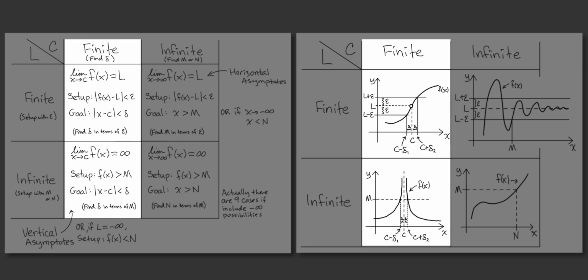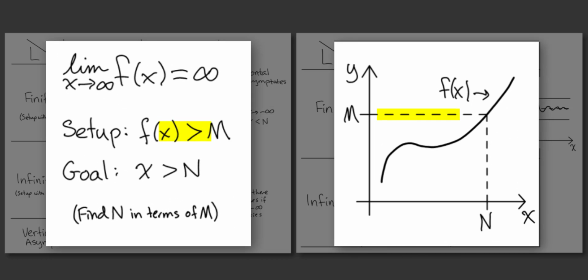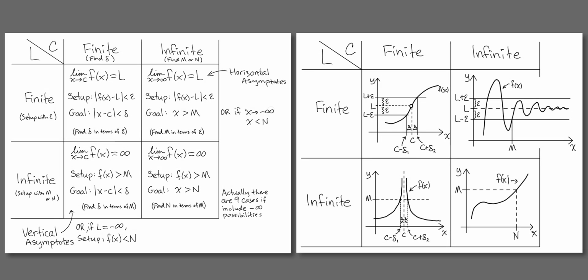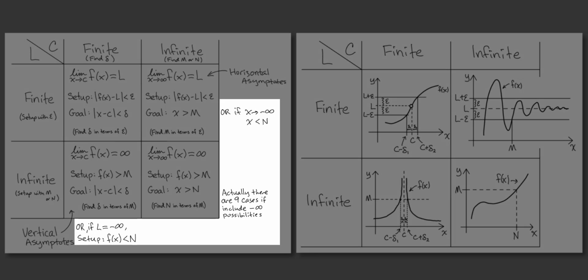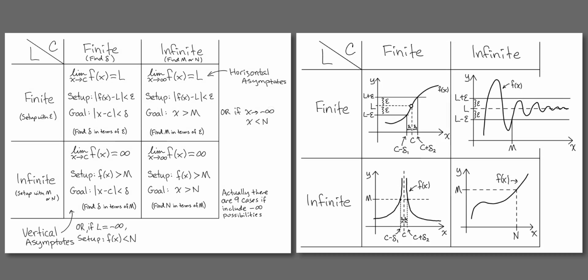A finite value that x is approaching is when we have delta. If both of them are infinite, then we don't see delta or epsilon. We have our setup as f of x is greater than m with a goal that x is greater than n. As I mentioned earlier, these cases expand out. You could actually make this chart into 9 boxes if you included all of the negative infinity possibilities. But don't worry too much about that. Just keep track of when it's negative, when it's positive. Draw sketches like these diagrams here to help you organize your thinking and to understand what you're doing with each limit situation.